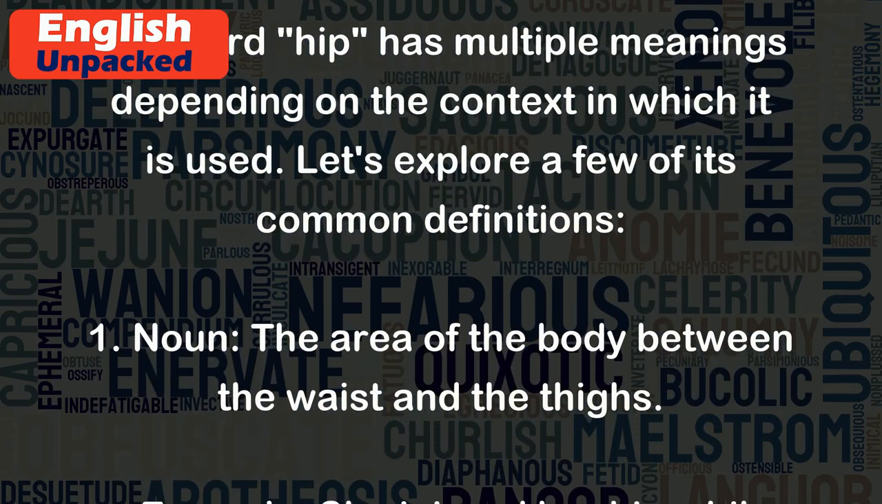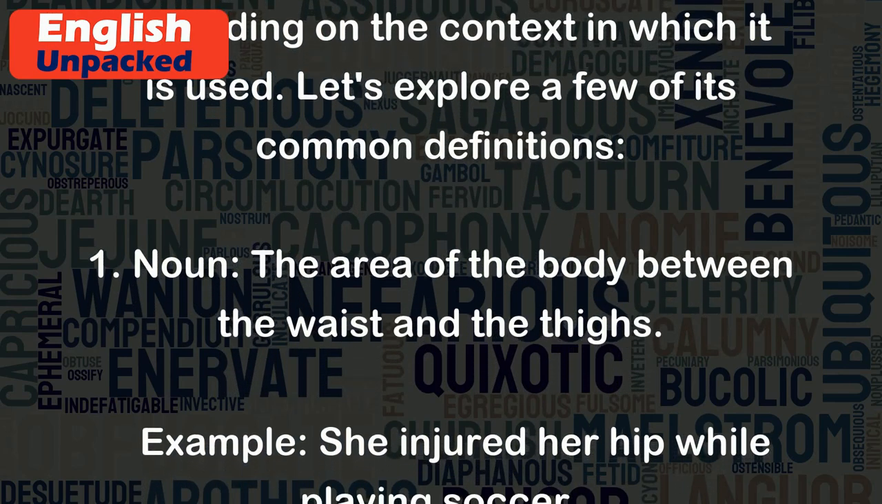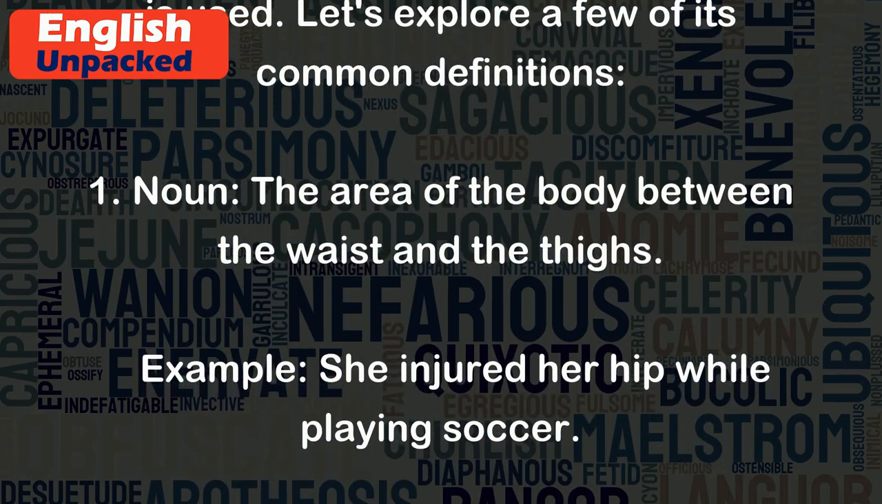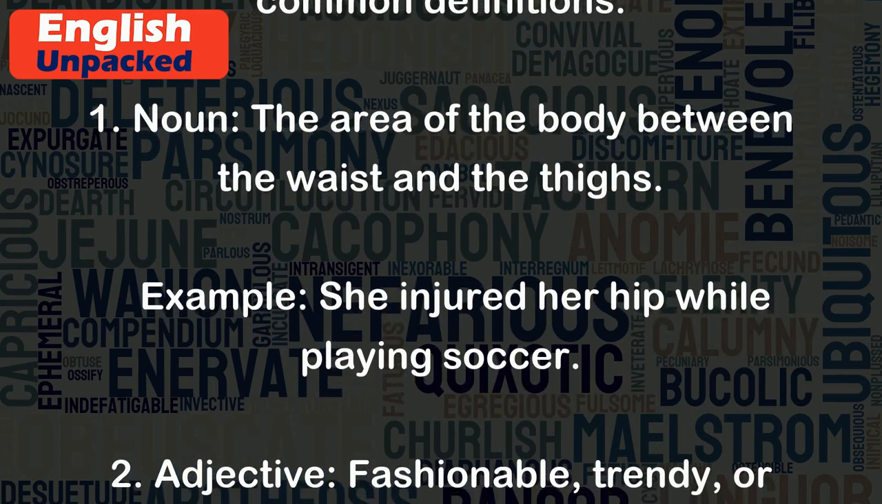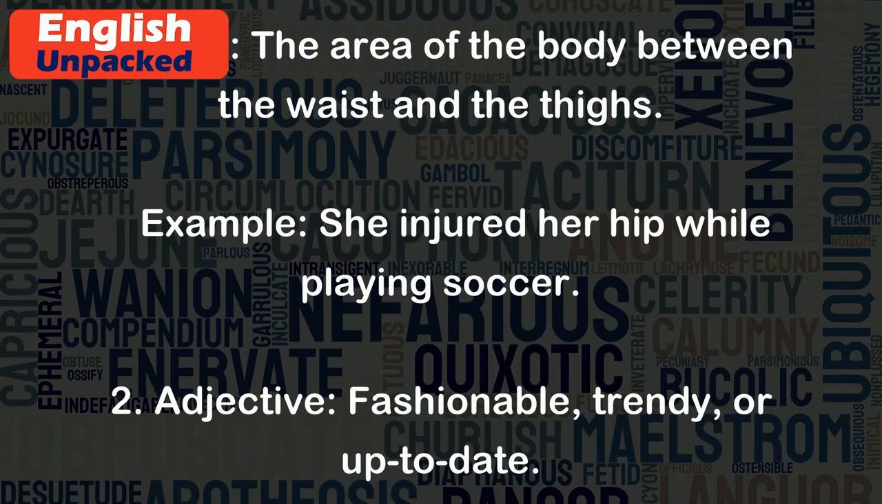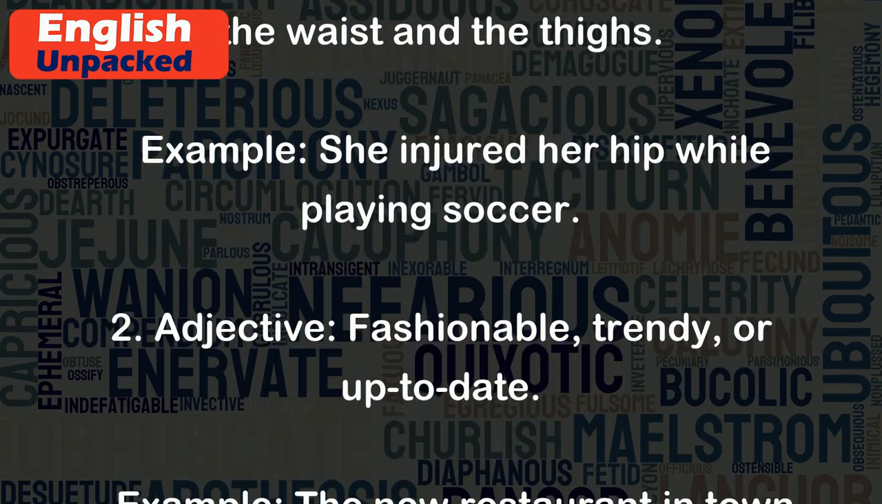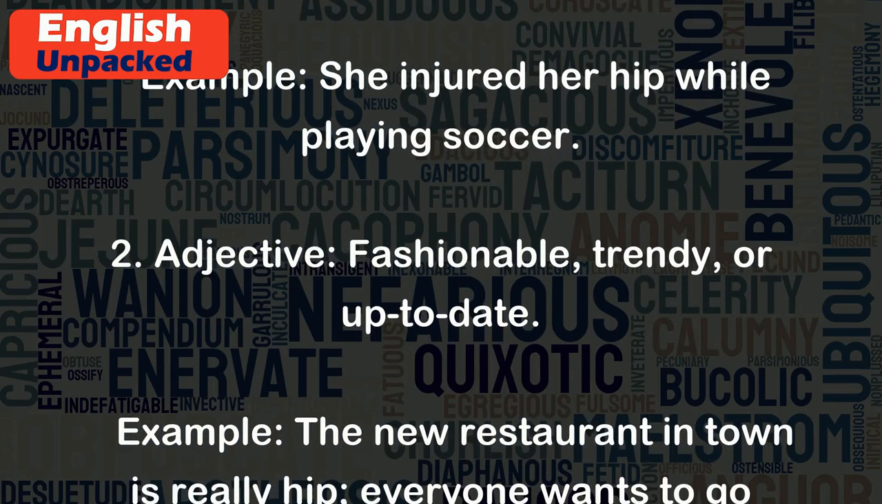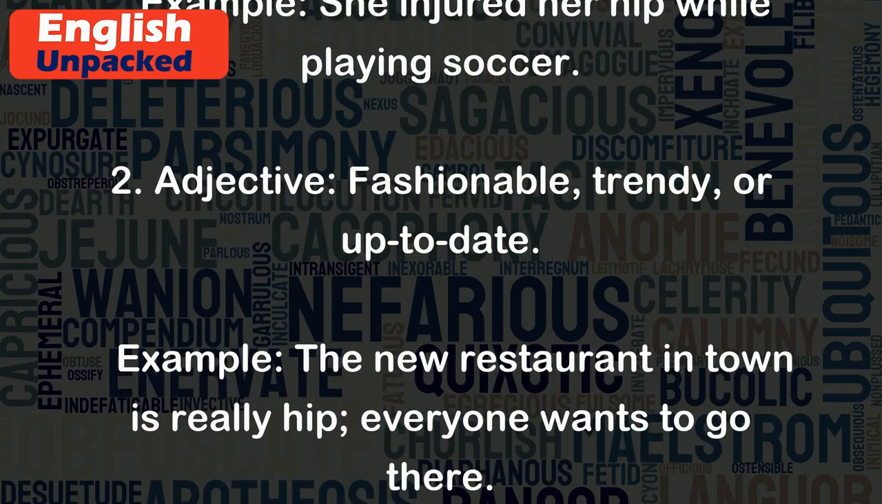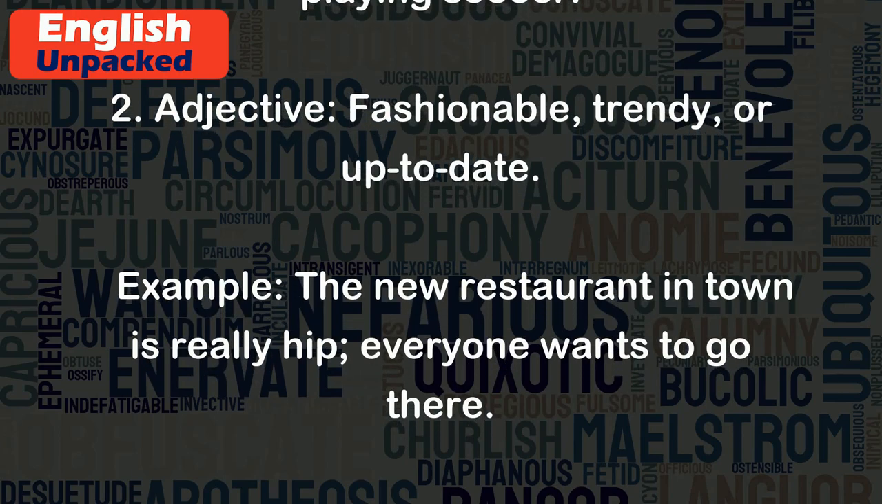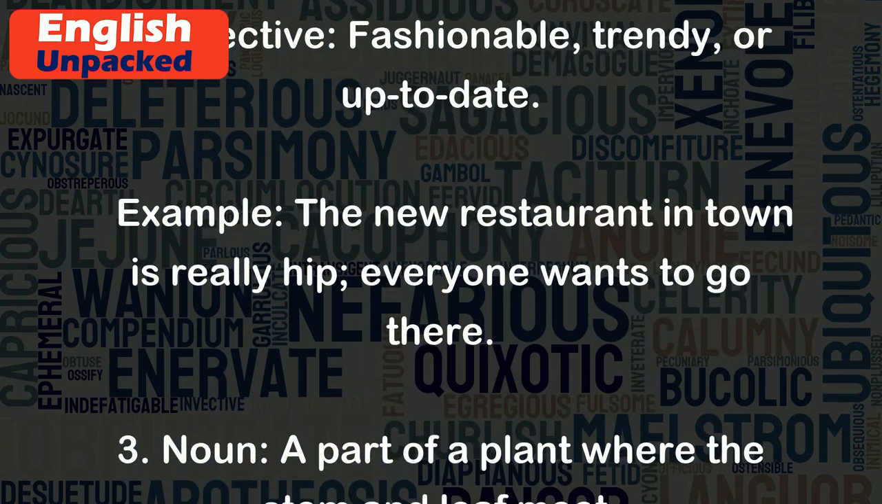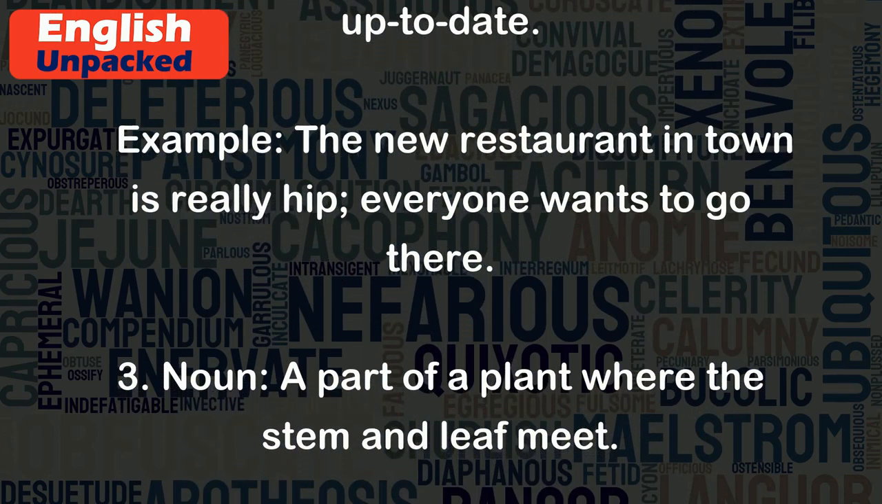1. Noun, the area of the body between the waist and the thighs. Example, she injured her hip while playing soccer. 2. Adjective, fashionable, trendy, or up-to-date. Example, the new restaurant in town is really hip. Everyone wants to go there.